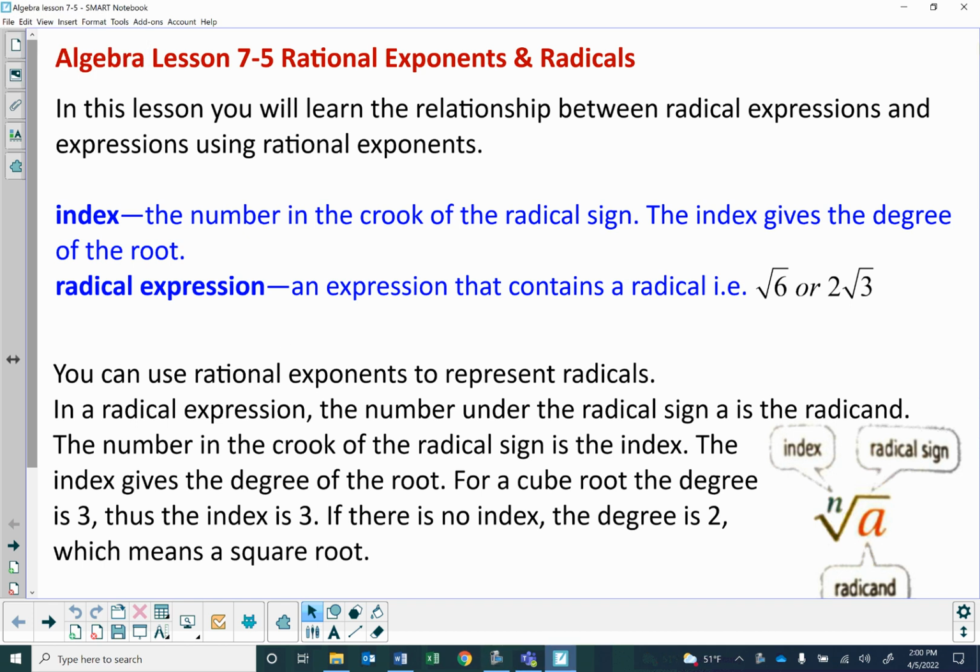This is Algebra Lesson 7-5, Rational Exponents and Radicals. Now, in this lesson, you will learn the relationship between radical expressions and expressions using a rational exponent.